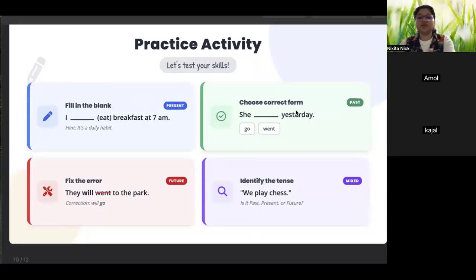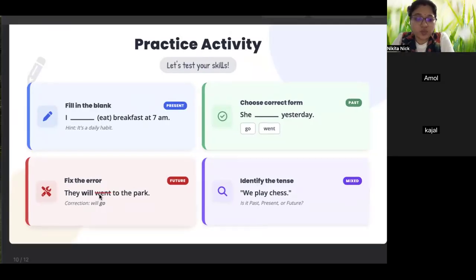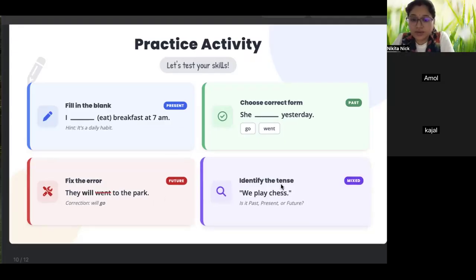Very nice. Kajal, your turn. Past tense. She went yesterday. Very good. This is incorrect. Why? Because you are going to use what, Pooja? Go. This one, Pooja? Future. They will go to the park. Because with will, we always use base form. V1 form. Okay?